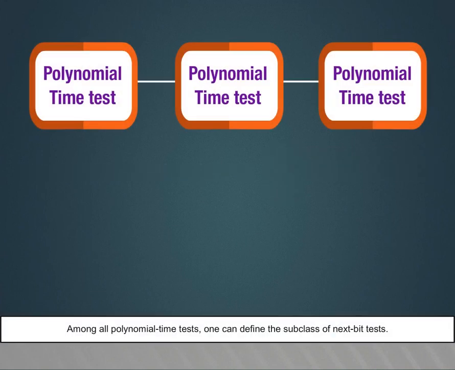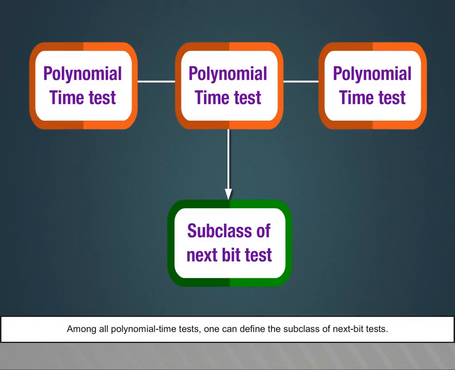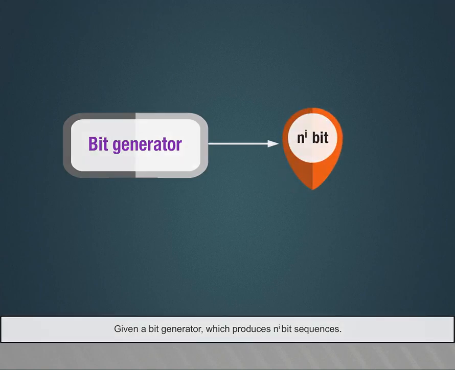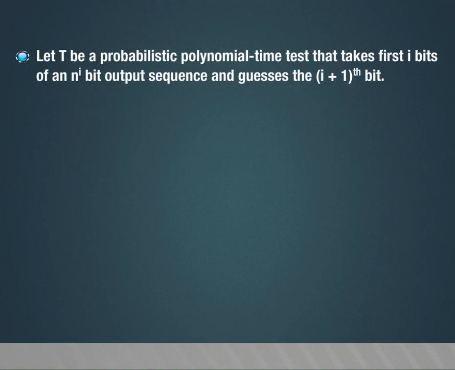Among all polynomial time tests, one can define the subclass of next bit test. Given a bit generator which produces n^l bit sequences, let T be a probabilistic polynomial time test that takes the first i bits of an n^l bit output sequence and guesses the i+1th bit.